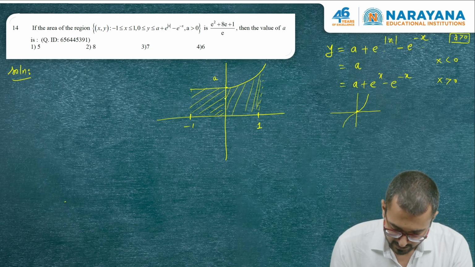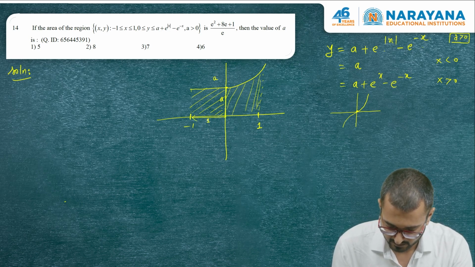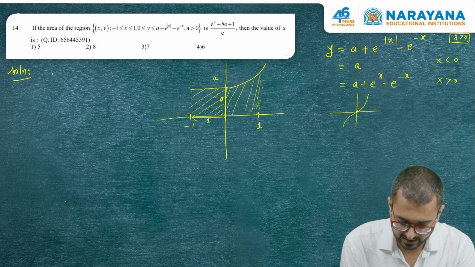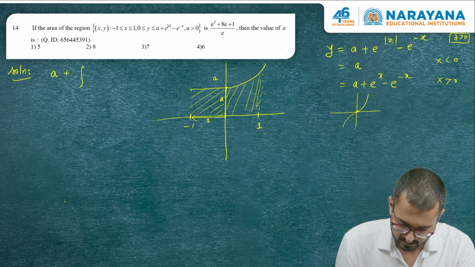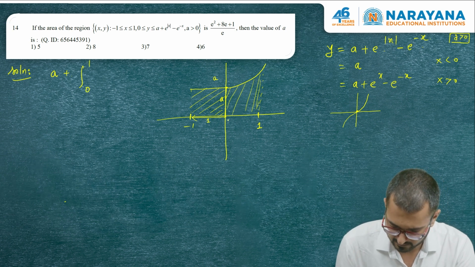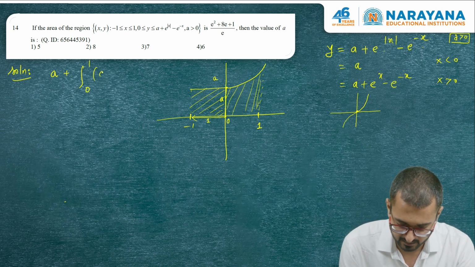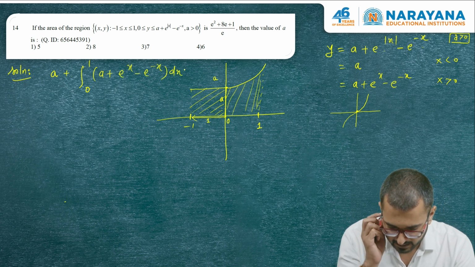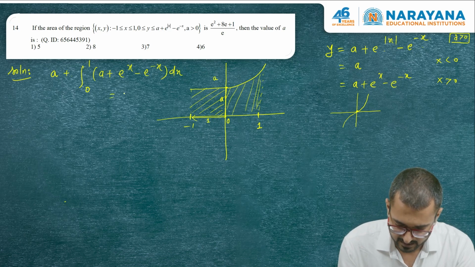So this area, height we know, height is a, and this is 1. So area of this rectangle is going to be what? Simply a, length into breadth. So a plus next area is going to be, from 0 to 1, I'll integrate this function, that is a plus e power x minus e power minus x dx. And this area is given to be e plus 8 plus 1 by e.